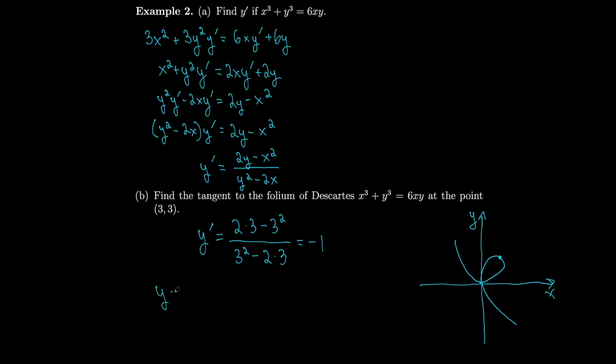So now it's y minus the y value is the slope, negative 1, times x minus the x value. So that becomes x plus y equals 6. Which makes sense because this tangent line definitely has a slope of negative 1 and it's hitting the intercepts at 6.